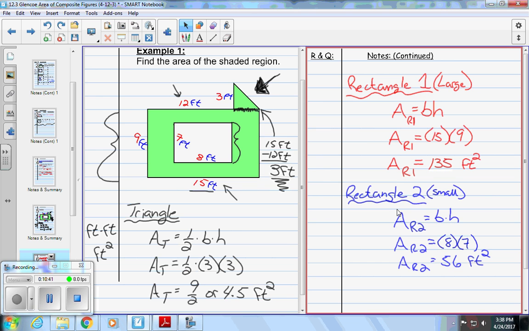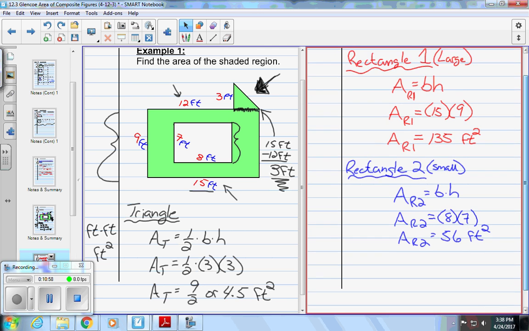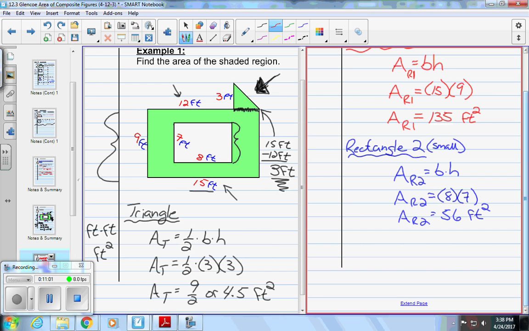So now we're on step 3. We have to add together the areas that are shaded in and subtract the areas that are cut out. So we're going to have to add rectangle 1, the large one, and the triangle together, and then subtract the smaller one. So I like to use formulas. So we have area of rectangle 1 plus the area of the triangle minus the area of rectangle 2, the small one. And now I'm just going to substitute in there and do our math.